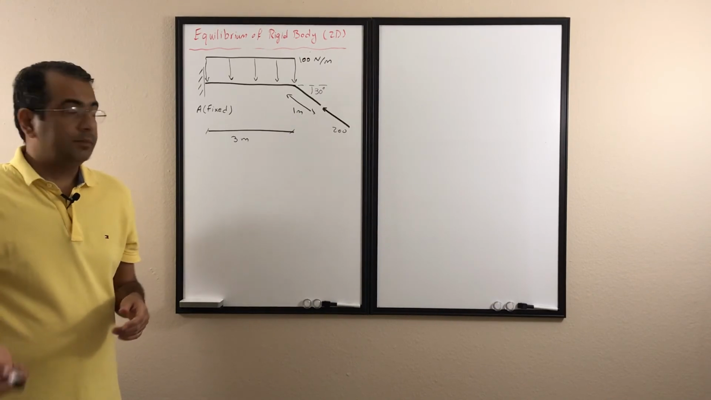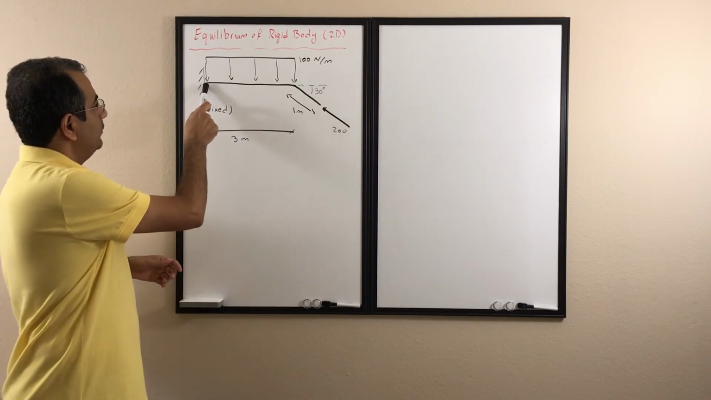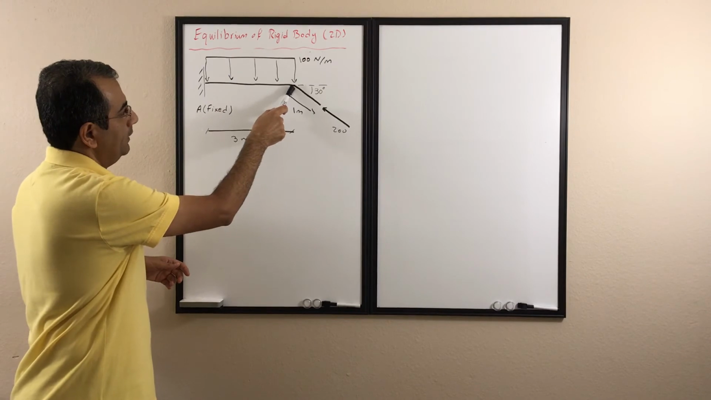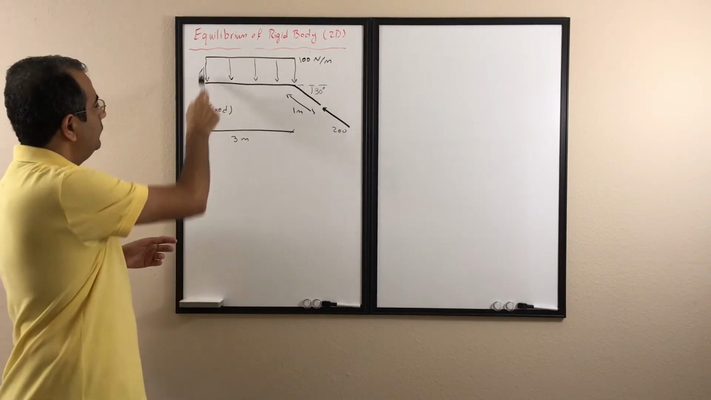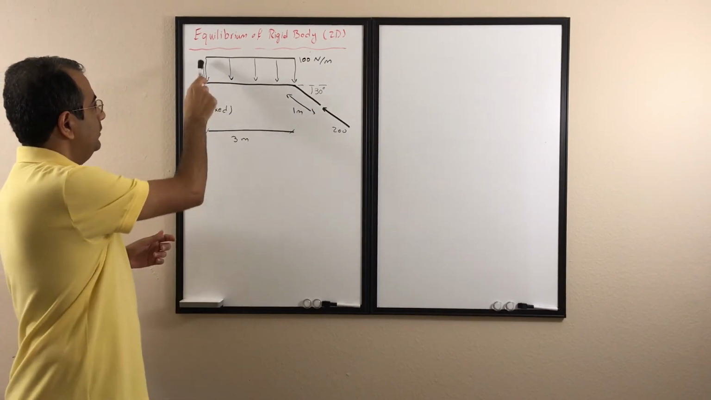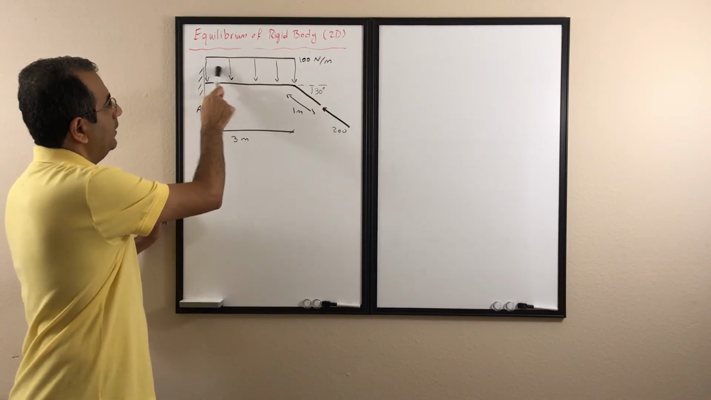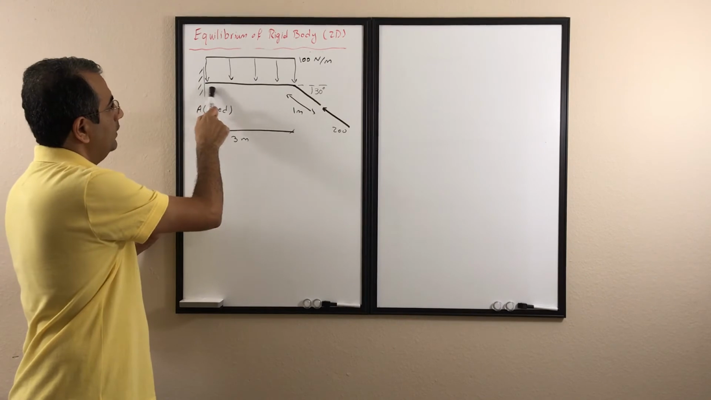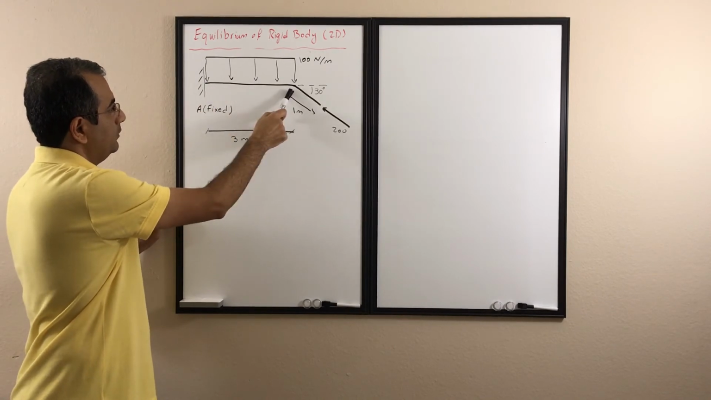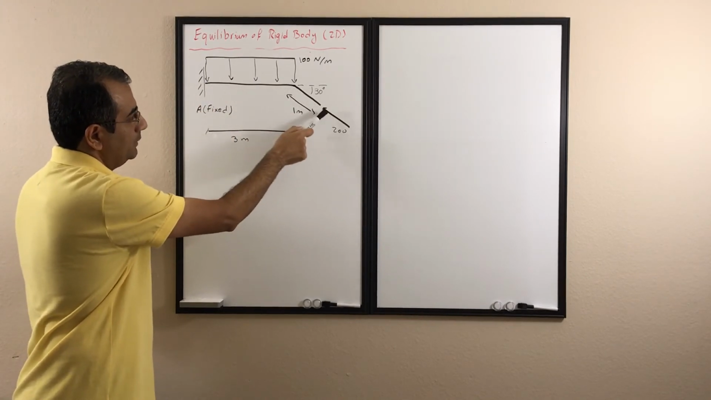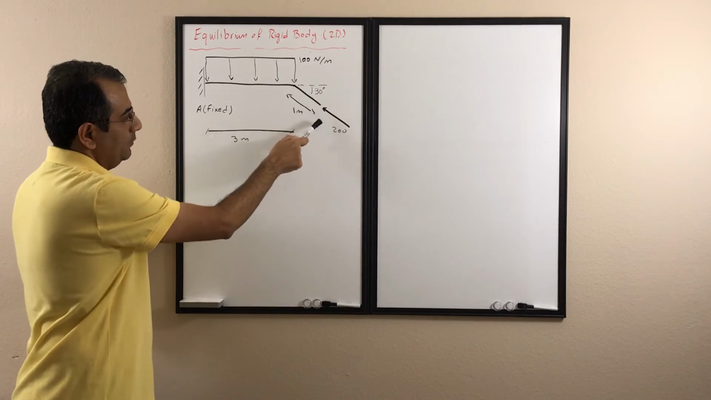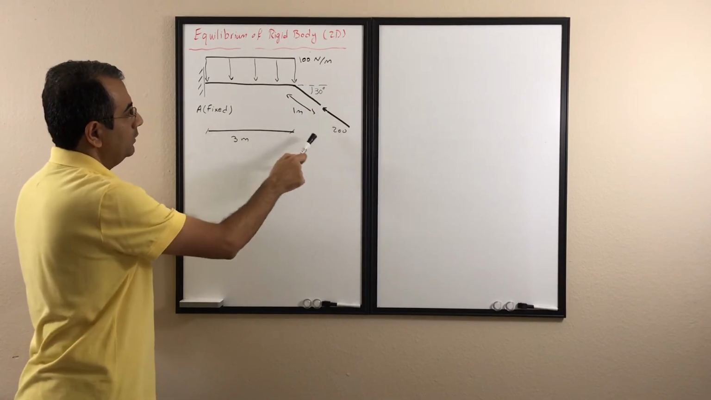Let's look at another example. Here I have a beam that goes from point A all the way here and then bends down, and it's fixed at point A, so the support at point A is fixed. For the external forces, I have the distributed load on the horizontal part of the beam, and then I have a force applied to the right at the very end of the beam, 200 Newton here.